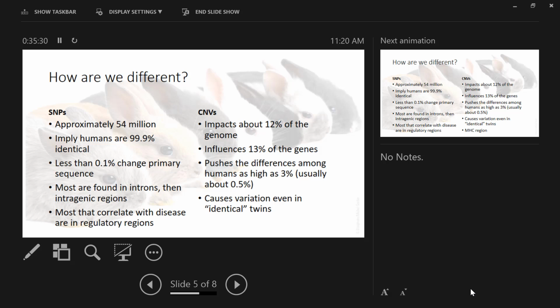Copy number variance makes it to where even identical twins are not identical at the level of the genome. Because most of these copy number variants spring up during development. And so even identical twins are not identical at the level of the genome, which probably should make sense because there are subtle differences in identical twins. And it's not just environment, it's also what's in the program.